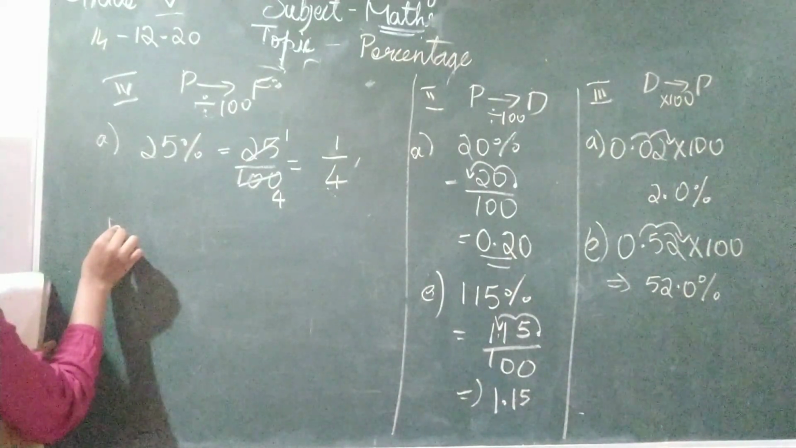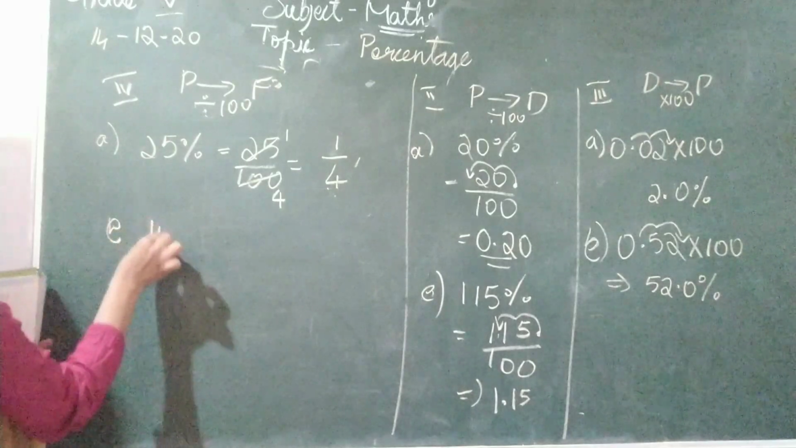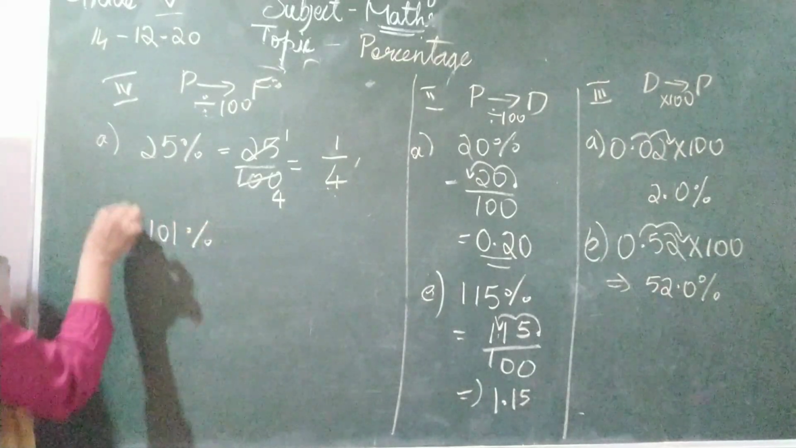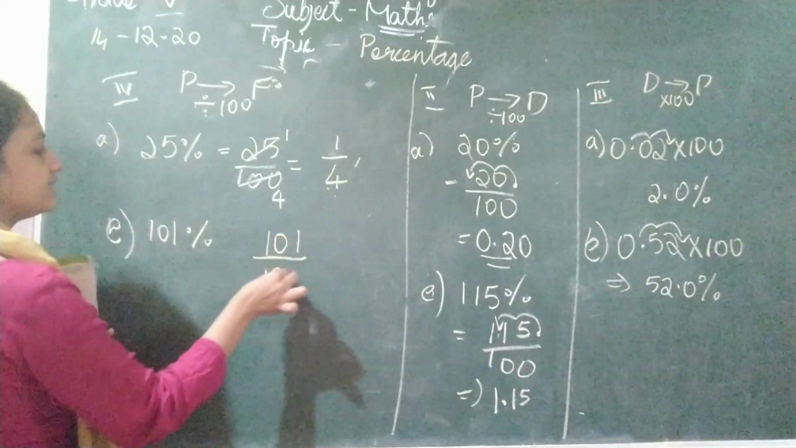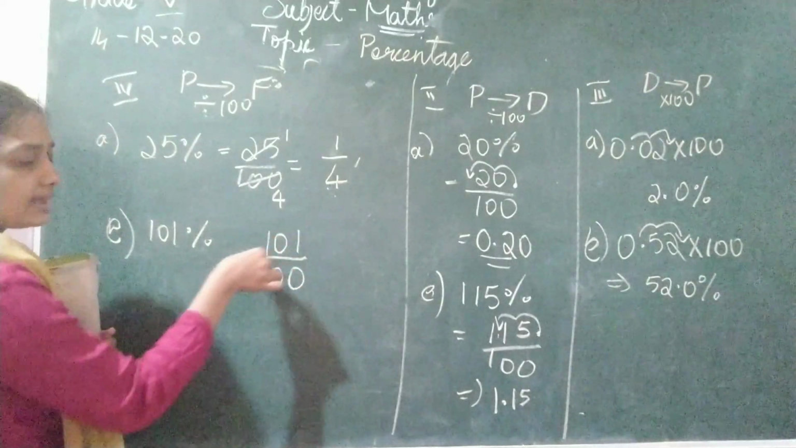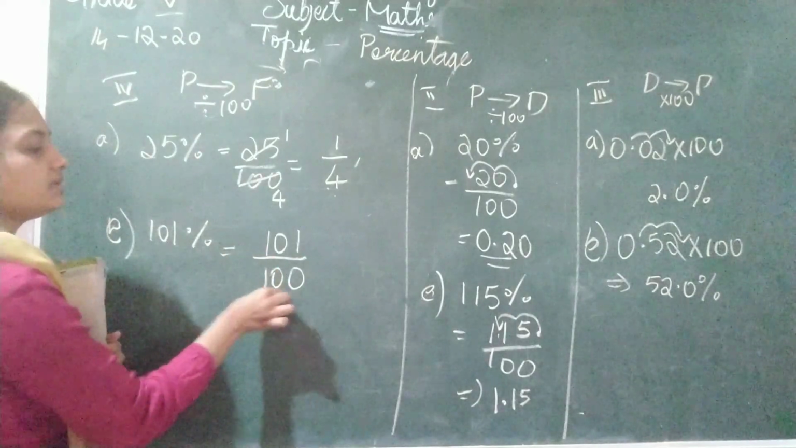Next one, I take E1: 101%. 101 divided by 100. I cannot cancel it anymore. So this will be the simplest form.